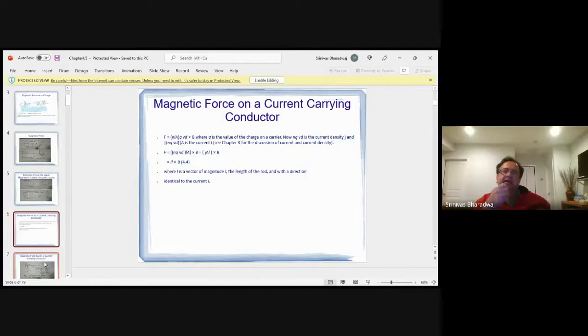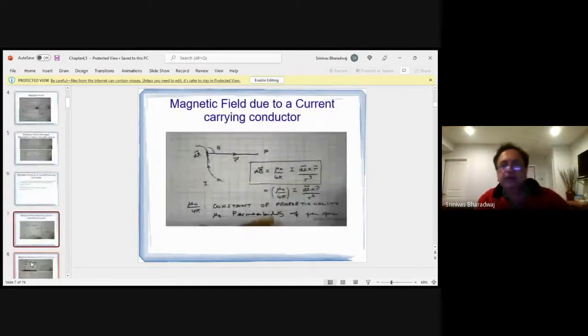L is the length of the wire, which is placed in a magnetic field. So if L is like this and B is like this, then I times L cross B means it will experience a downward force.